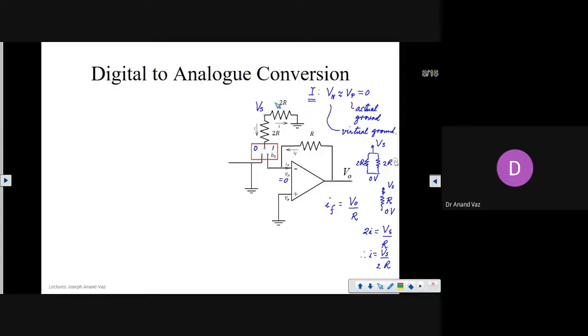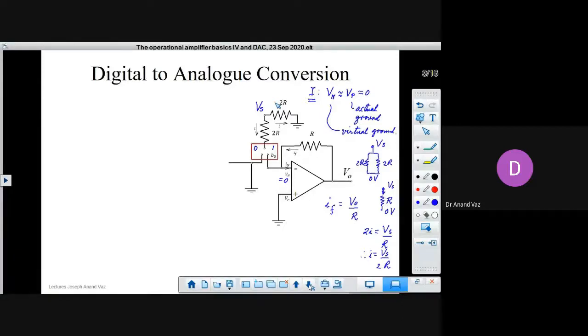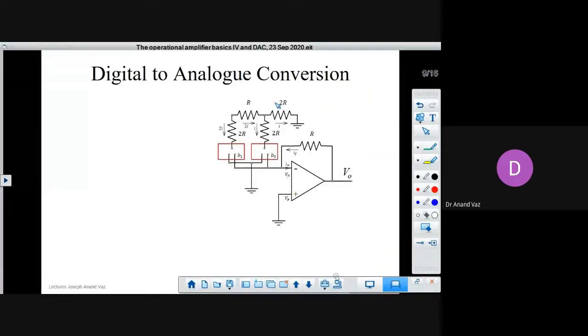Now let us go a step further. So now let us add one more part, something like this. Let's add one more switch. So if we add one more switch, what happens? So I added one more switch here. And now instead of placing Vs here, we are going to place Vs here.